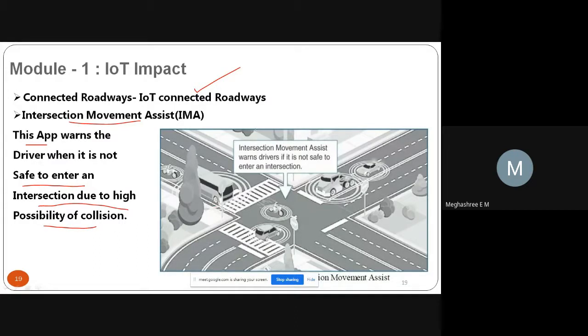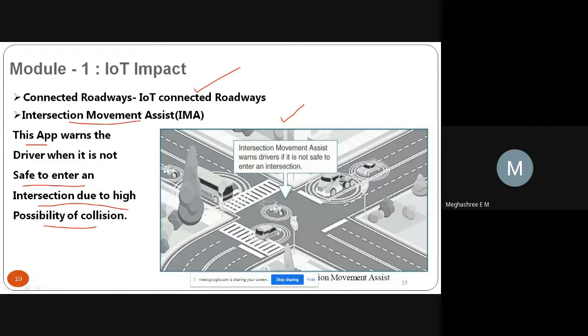So you can see in this diagram there is a flow, and you can see the circles around the vehicles here. The circle, the circle, the circle. That means all these vehicles are connected to the internet. So these vehicles are connected to transportation infrastructure.